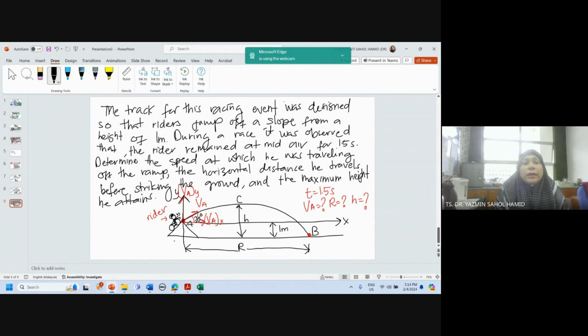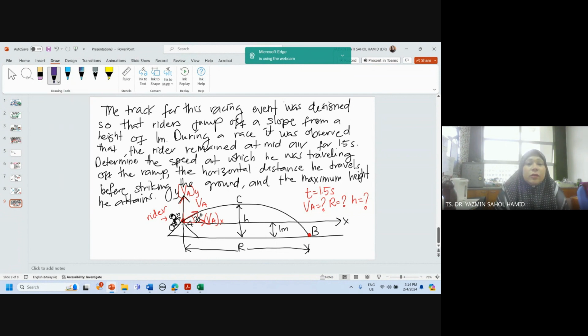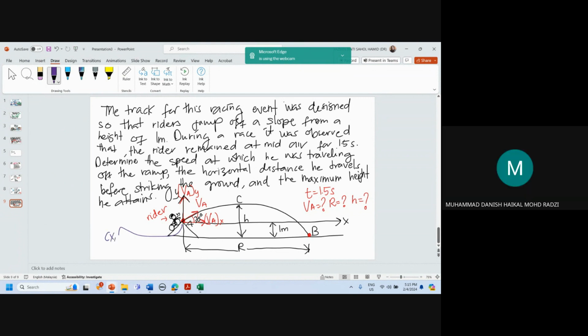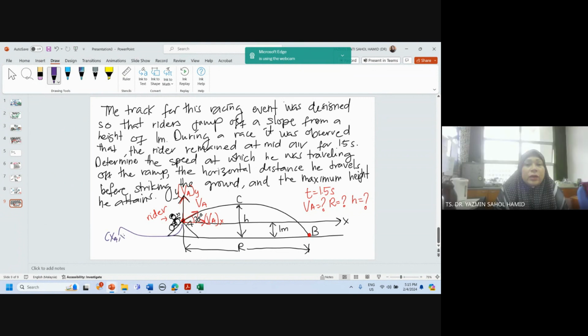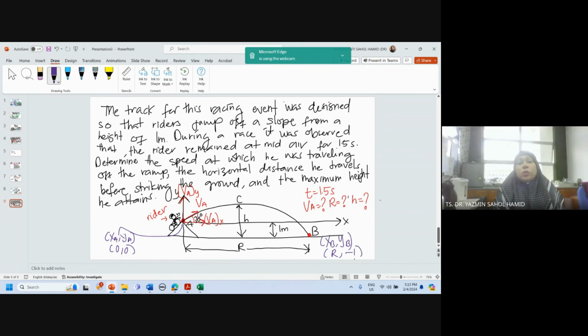Okay. Now, what is the coordinate for point A? For point A, the coordinate is XA and YA. So, it is 0, 0. The coordinate for B is XB, YB. What is the coordinate for B? R, negative 1. Yes, that is correct. Okay, good. So you have done that.